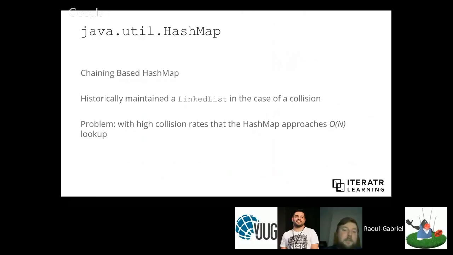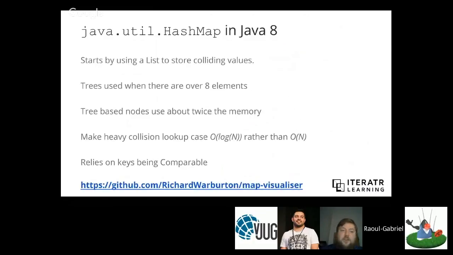Well, it's interesting because java.util.HashMap traditionally did this linked list approach. And the problem with the linked list approach is if you have a very, very high collision rate, then the performance approaches O(n) lookup speed, because you end up just chaining through the linked list and all the elements end up in your linked list. But if you move to a tree-based approach, you end up using a lot more memory because tree nodes have to point to both their left and right children as well.